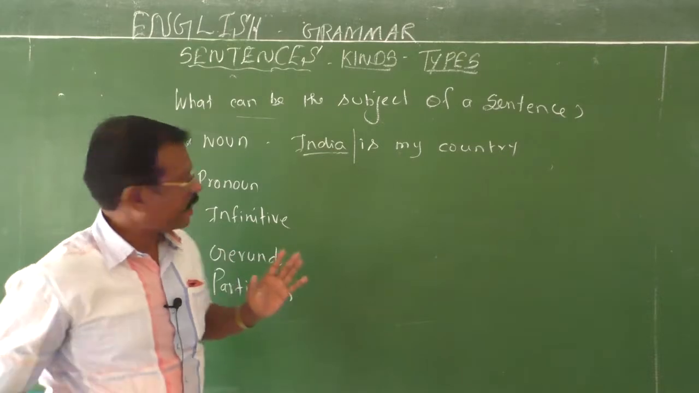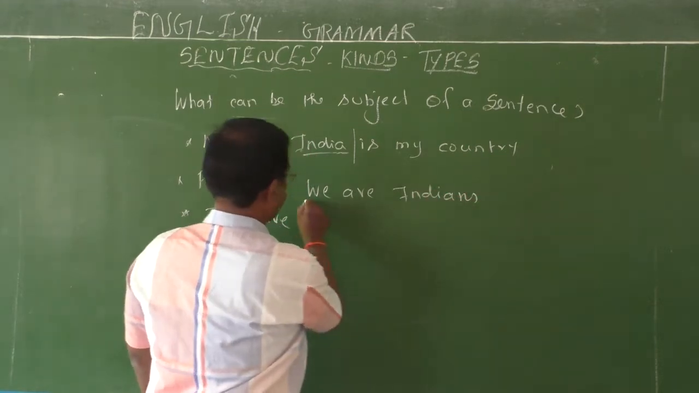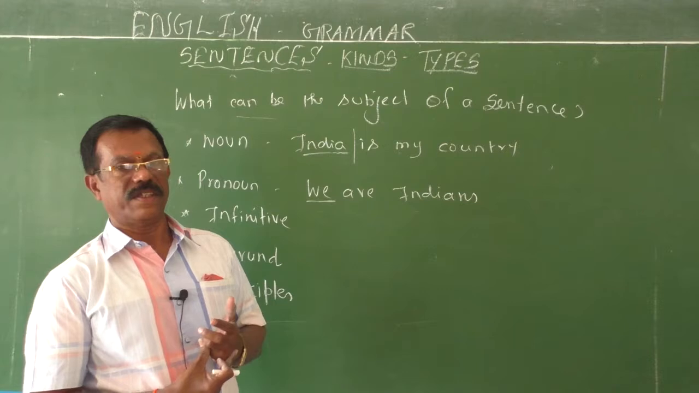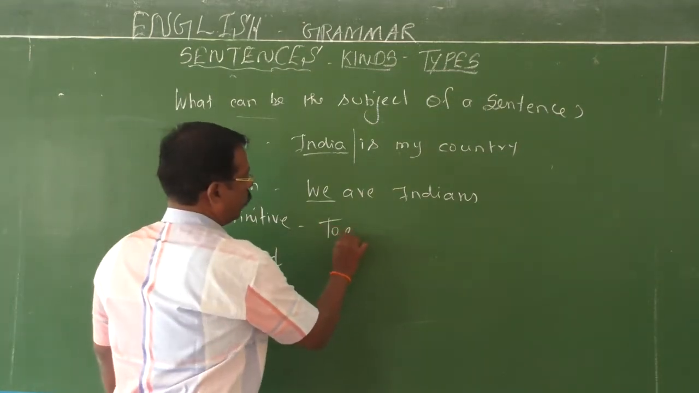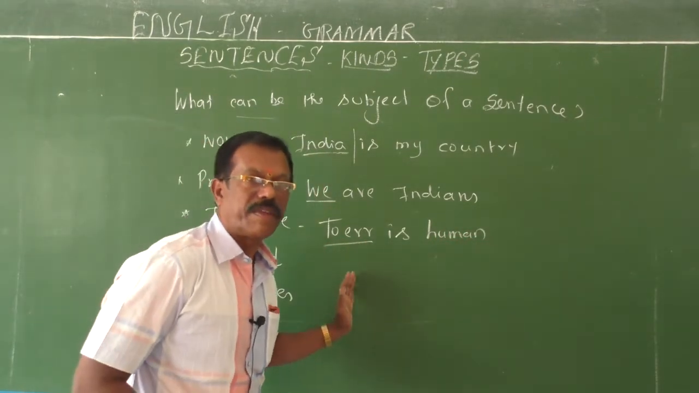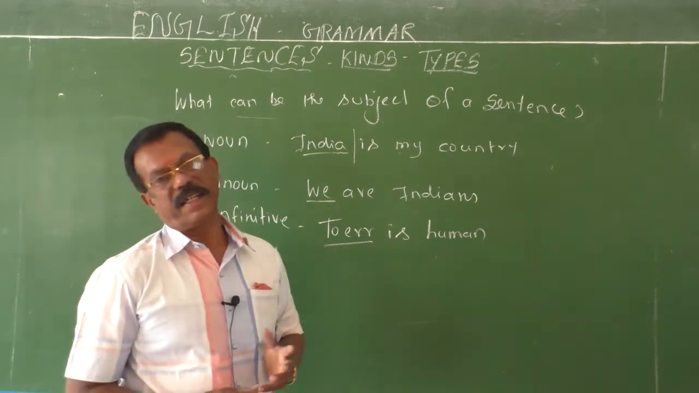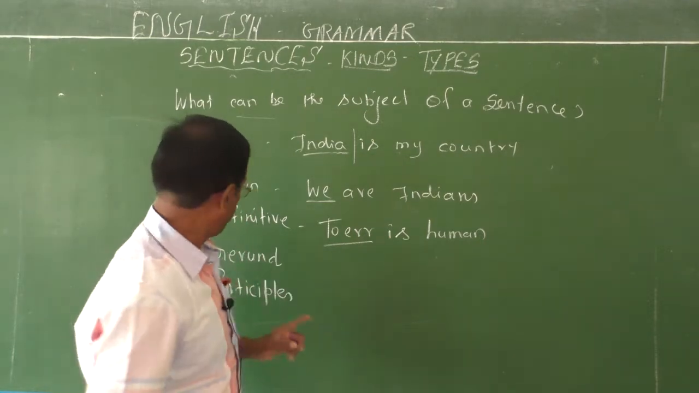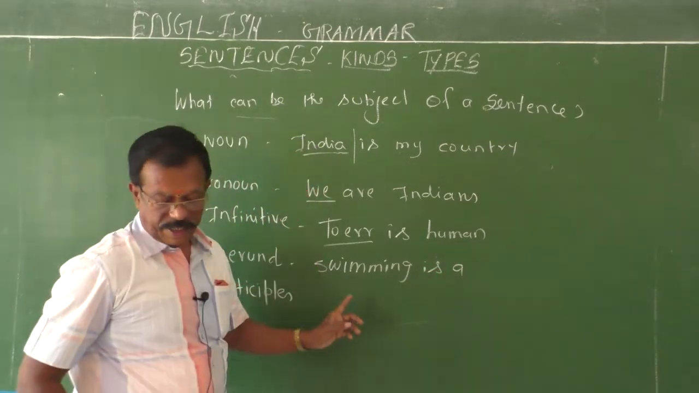Okay, children? Good. Second, pronoun. We are Indians. We is a pronoun, first person, plural. So, it is a pronoun, the subject part of a sentence. So, a pronoun can be the subject of a sentence. Third, infinitive. To earn is human. See, to earn. It is an infinitive, the base form of the verb preceded by to. That group is called an infinitive. So, here to earn is the subject part of a sentence. So, an infinitive can be the subject. Then, gerund. Swimming is a good exercise.